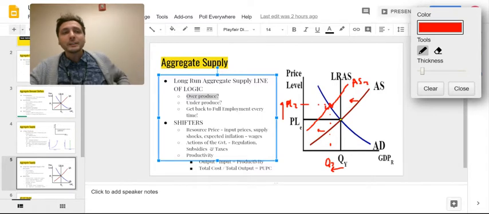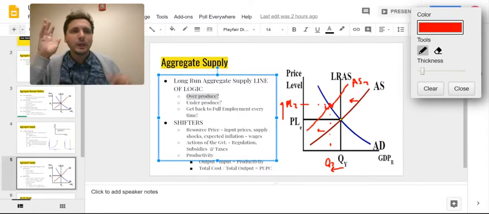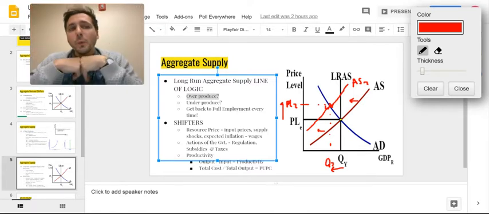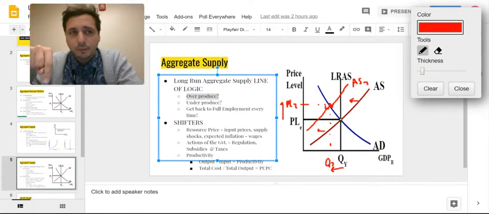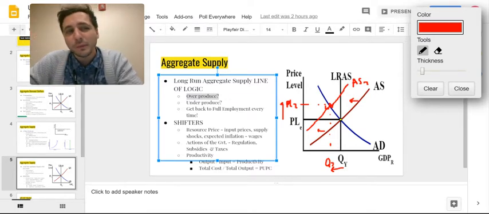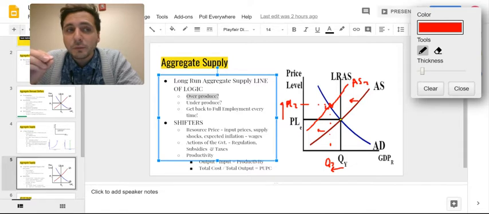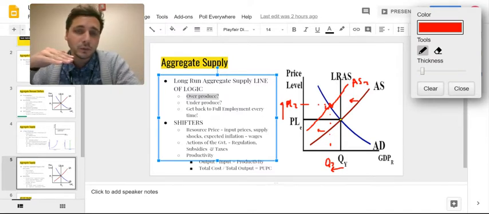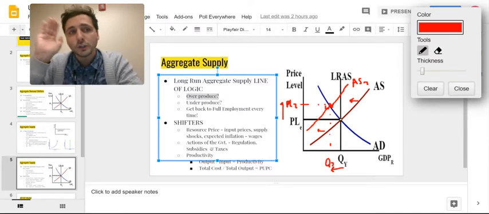Okay? If I expect inflation, this is a tricky one. If the businesses all expect inflation in the future, this means that their wages are going to rise today, right? Because as I start these negotiations with my workers, I'm going to have to give them a raise to accommodate for that expected inflation, right? Because it's predicted. I know it's going to happen. And so if I expect inflation, my resource prices are going to rise, right? And if I expect deflation, my resource prices are going to reduce. There's that inverse relationship with price.